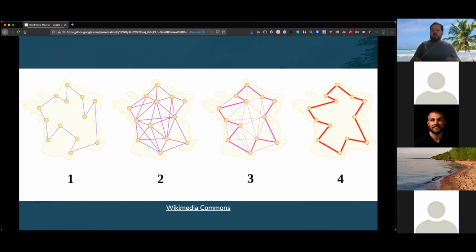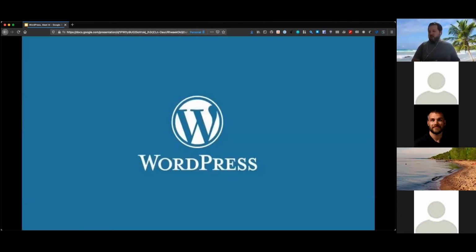So now that you have a little bit more of a basis in machine learning itself, let's talk about how we can take machine learning and principles of AI and apply it directly to WordPress.